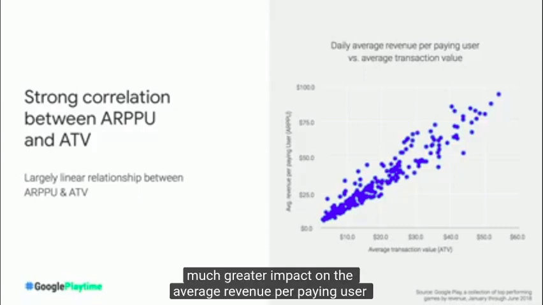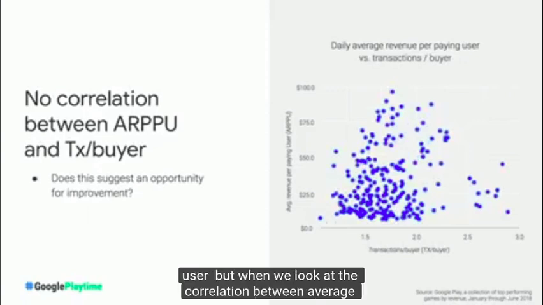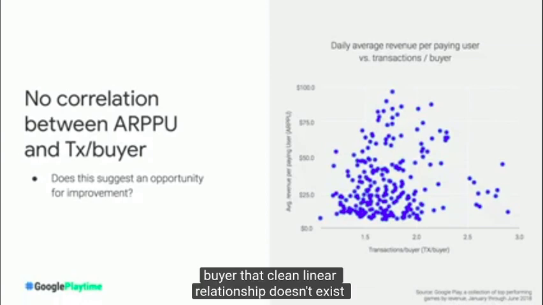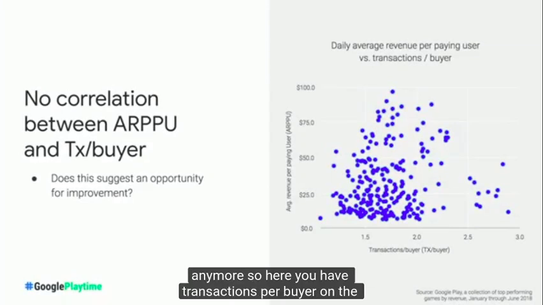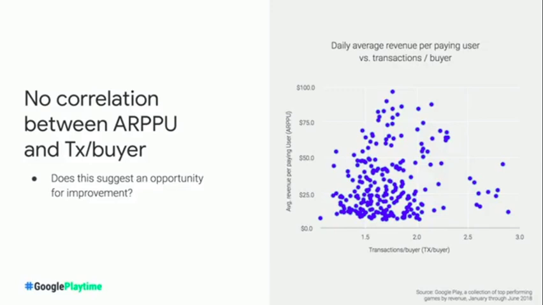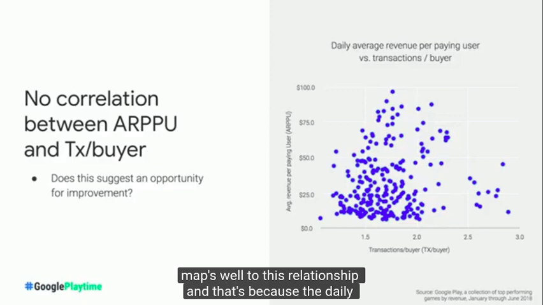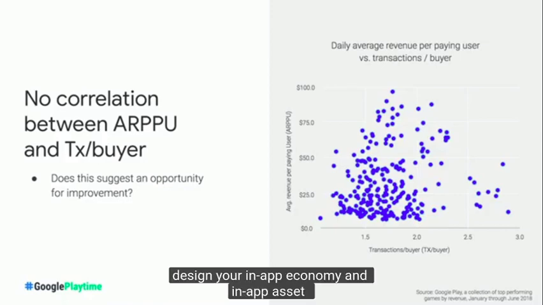But when we look at the correlation between average revenue per paying user and the average transactions per buyer, that clean linear relationship doesn't exist anymore. So here you have transactions per buyer on the x-axis and average revenue per paying user on the y-axis. In our analysis, we actually couldn't find any equation that maps well to this relationship. And that's because the daily transactions are driven much more by things like your app design, your in-app economy, and in-app asset consumption habits than by anything else.